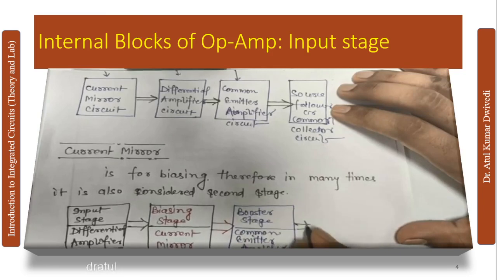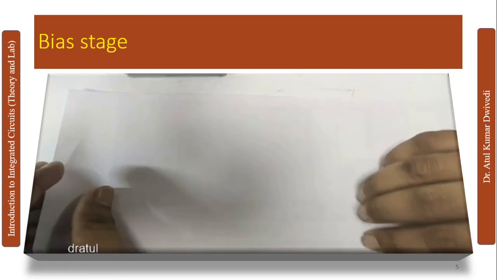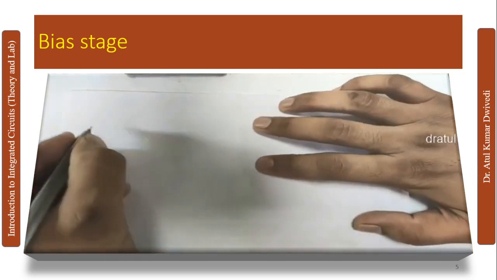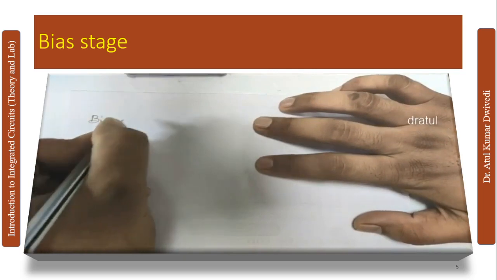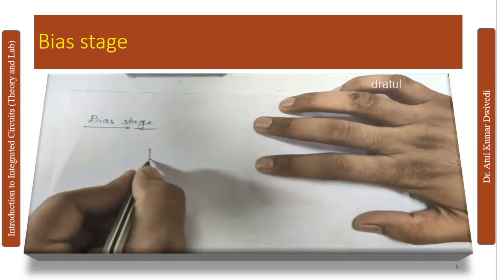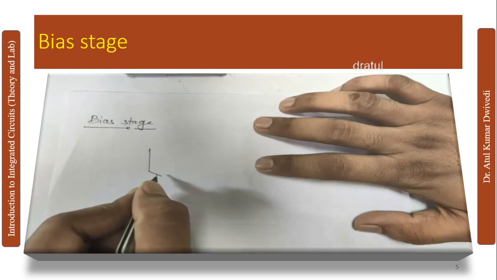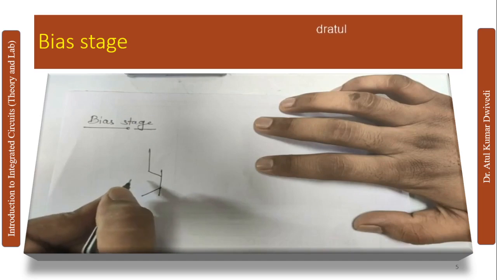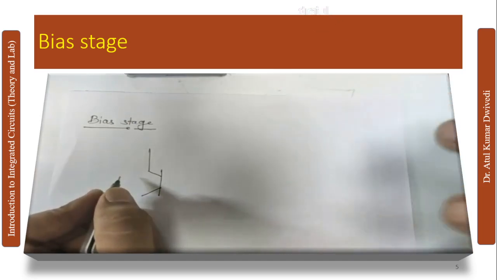Here I'm putting this thing: this current mirror will be for the biasing, and the differential amplifier will be for the input stage, and for additional gain the common emitter amplifier circuitry will be used, and for the output stage source follower or common collector circuitry is used. This is the circuitry behind these stages.